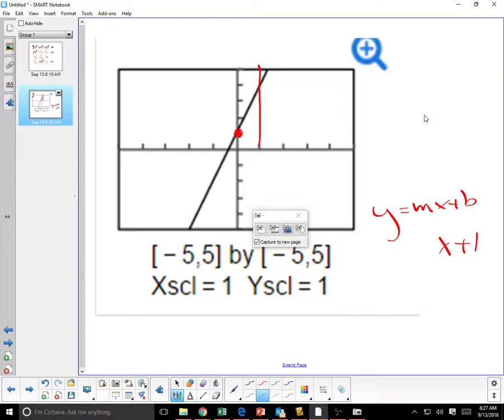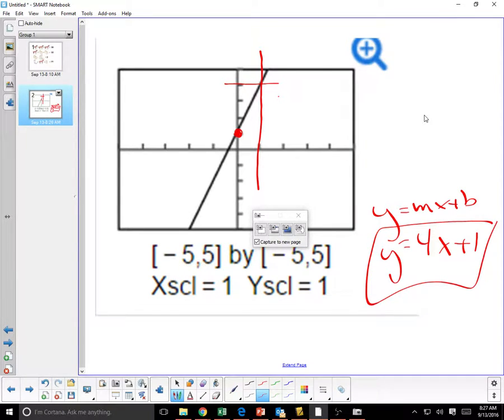Maybe this one? No. It looks a little bit off. See here, if I could make a straight line there. Oh, here we go. 1, 2, 3, 4. So I had to go up 4 and over 1, which means my slope is 4. So I'm thinking it should look something like y equals 4x plus 1.